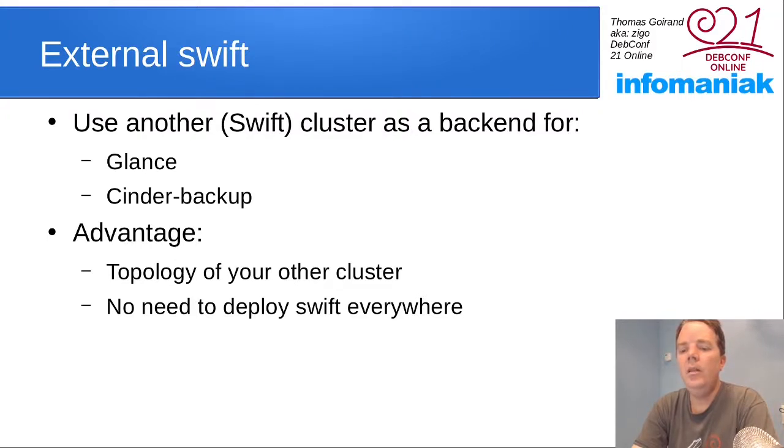One of the advantages is that you can mix topologies in your clusters. For example, the compute cluster can be fully located in one single data center, while the Swift cluster, which your compute cluster will connect to, may span over two data centers. The other advantage, which I already mentioned, is that this way you do not need to deploy Swift many times, just once for Swift, and a compute cluster that will connect to it.